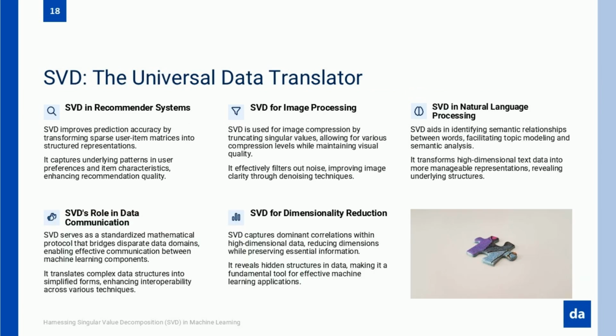computer vision. What if the same mathematical technique that powers Netflix recommendations could also decode facial recognition patterns, compress satellite imagery, and extract meaning from millions of text documents without changing its fundamental structure? This remarkable versatility is precisely what makes Singular Value Decomposition the universal translator of machine learning.